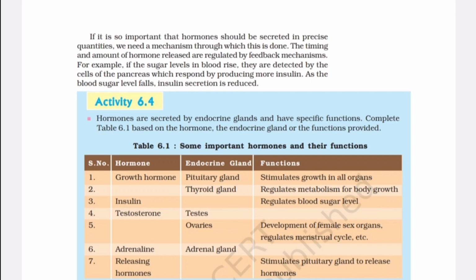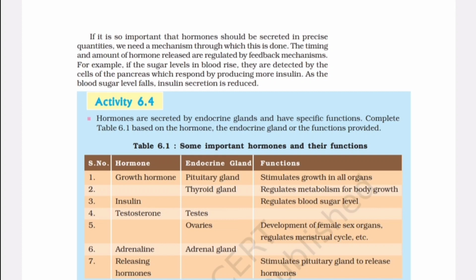Activity 6.4. Hormones are secreted by endocrine glands and have specific functions. Complete Table 6.1 based on the hormone, the endocrine gland, or the functions provided. Growth hormone is produced from pituitary gland and its function is to stimulate growth in all organs. Thyroxine is produced from thyroid gland and its function is to regulate metabolism for body growth.